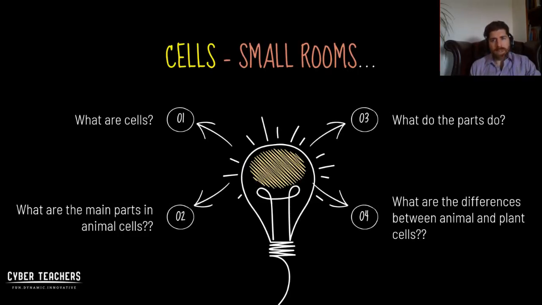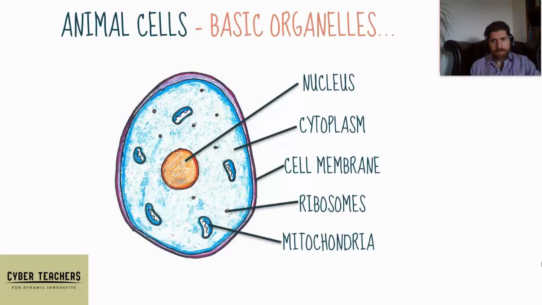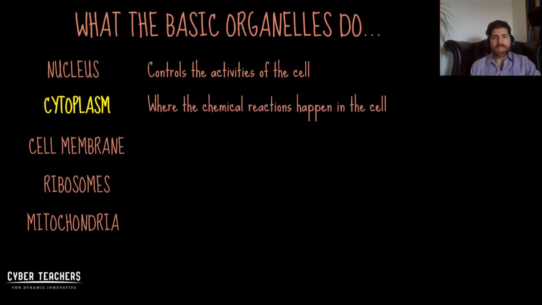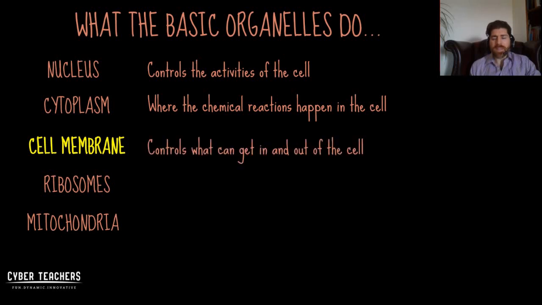So what do the main parts do? The nucleus. It controls all the activities of the cell. Everything that the cell does, the nucleus is in charge of. The cytoplasm. This is the jelly-like substance where all the chemical reactions happen in the cell. The cell membrane. This controls what can get in and out. It's like a wall with doors in it all the way around the outside.